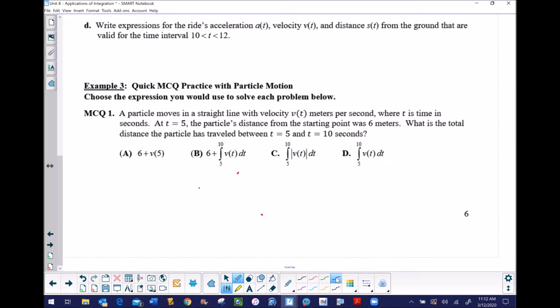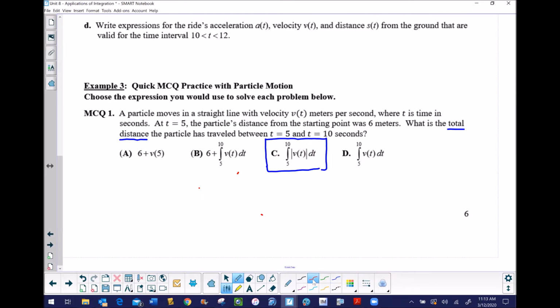Okay, lots of great answers. Let's go ahead and reveal: the answer is C. We see that C is the absolute value of v of t being integrated, and it's being done between the 2 times that we want. We connect the idea that total distance is definitely connected to integration. Now, I'm so glad nobody chose A, and A is probably the worst possible answer in this mix.